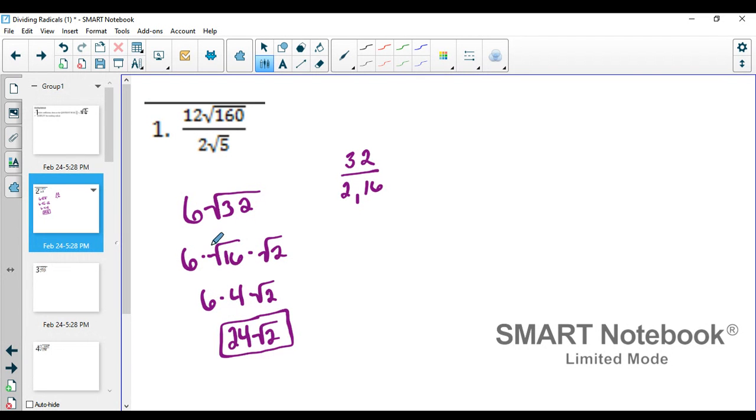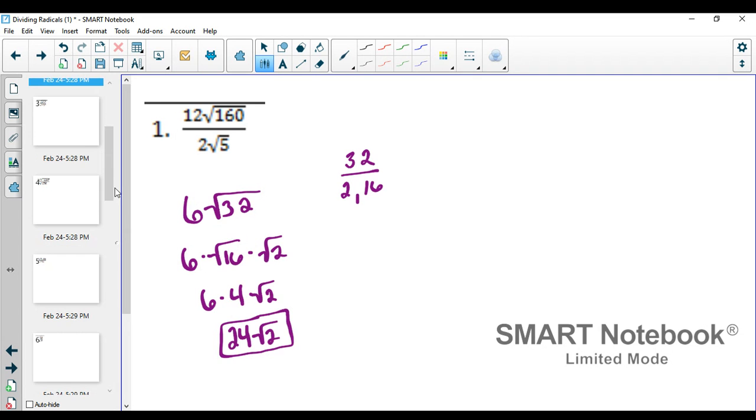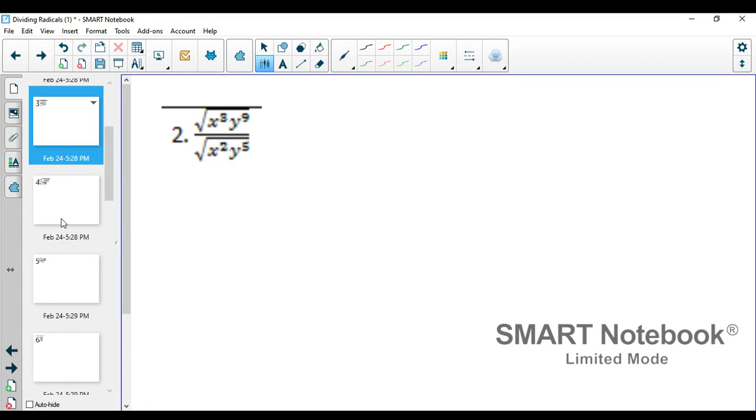All right, after the division, this is all stuff we've been doing for months because we've been simplifying square roots since we did imaginary numbers. All right, so for number 2, we have the square root of x cubed y to the 9th over the square root of x squared y to the 5th. So what we're going to do is deal with the division first and then simplify what's left.